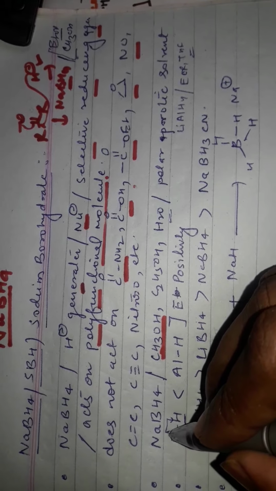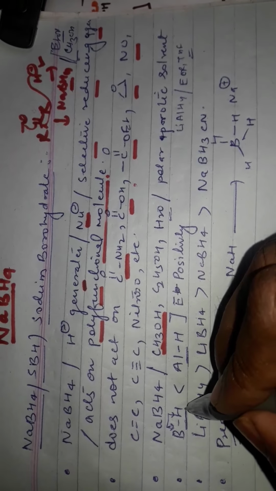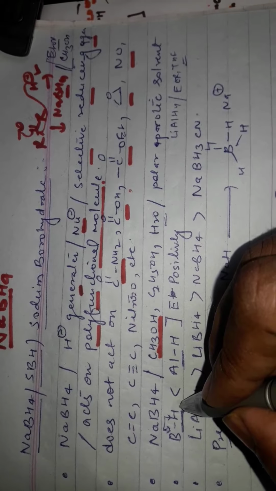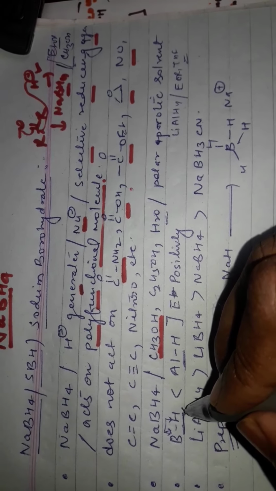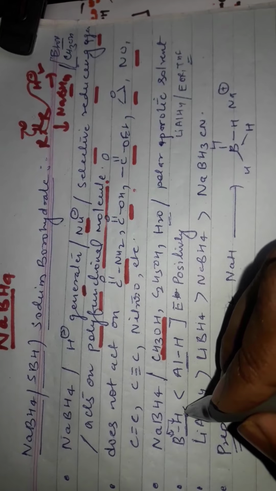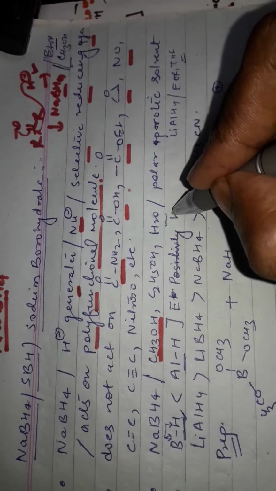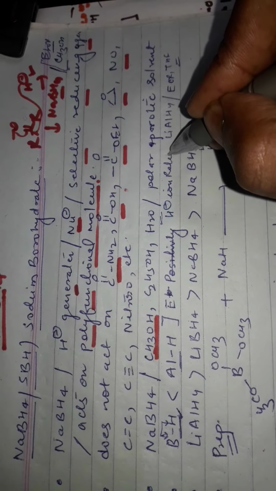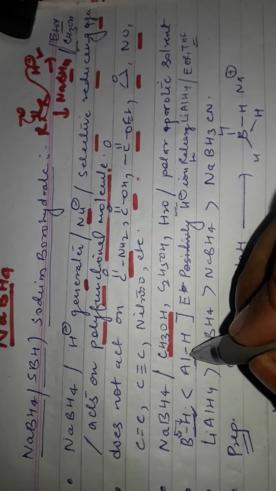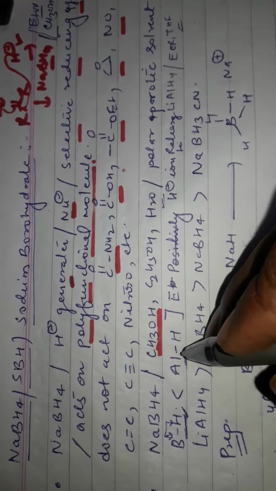The fourth point is the B-H bond strength. Since the B-H bond is strong as compared to the aluminum hydride bond, it has less tendency to release hydride ion. The hydride releasing tendency is less as compared to aluminum hydride, where the bond is weak and easily donates hydride ion. That's why we mention it here.